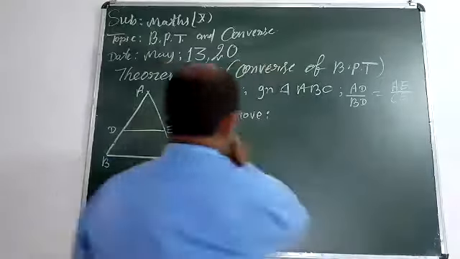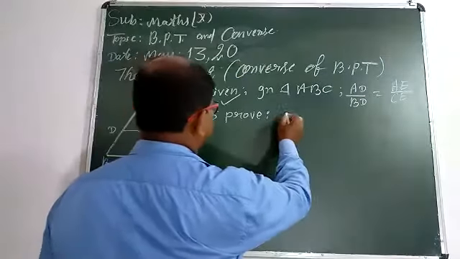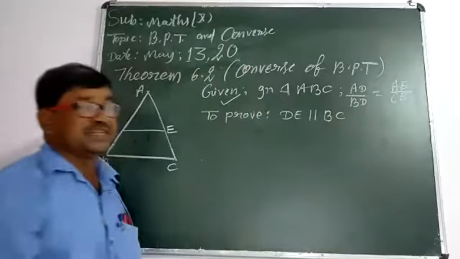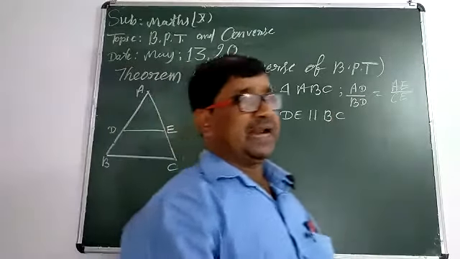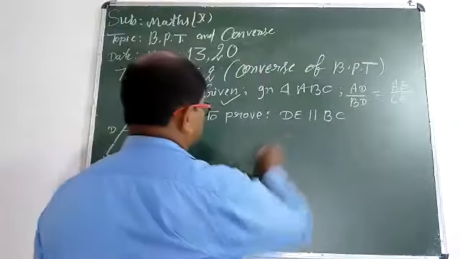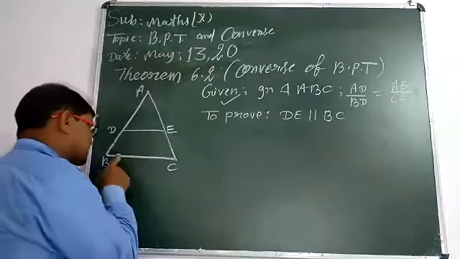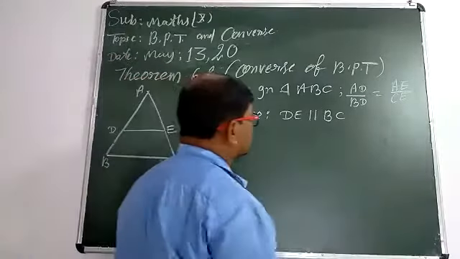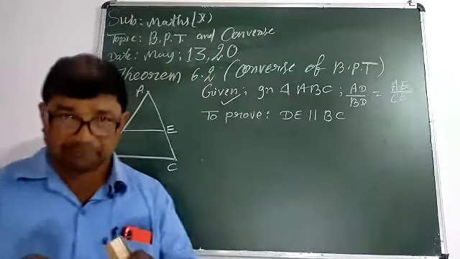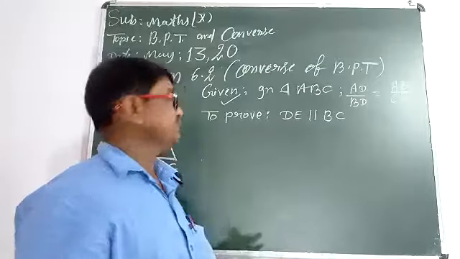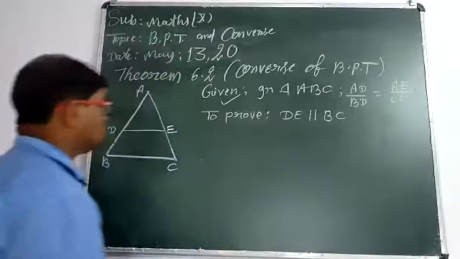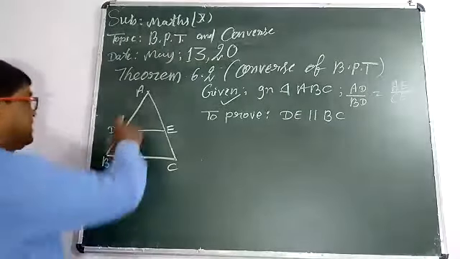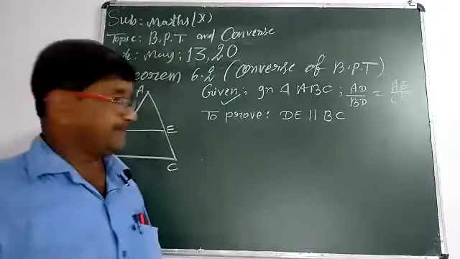Okay? To prove, write DE parallel to BC. You want to prove this? This line must be parallel to the third side, so you should write here, this line must be parallel to the third side, I mean BC. Understood? No problem at all. Now think yourself. DE is not given parallel to BC, but these two intercepts are proportional.